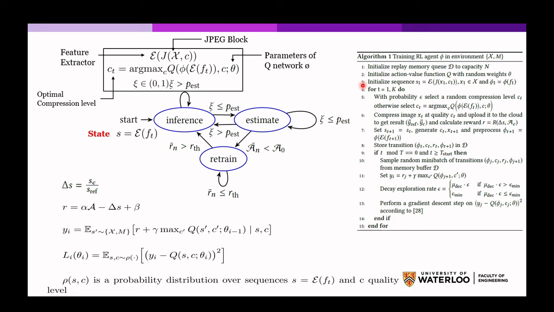In the third step of the algorithm, the epsilon here is a feature extractor which has an input of the compressed image at a certain level of compression rate C. So the algorithm runs from t equal 1 to k, where here it creates a number of transitions that will be stored in D to create a mini batch which the agent will train on.